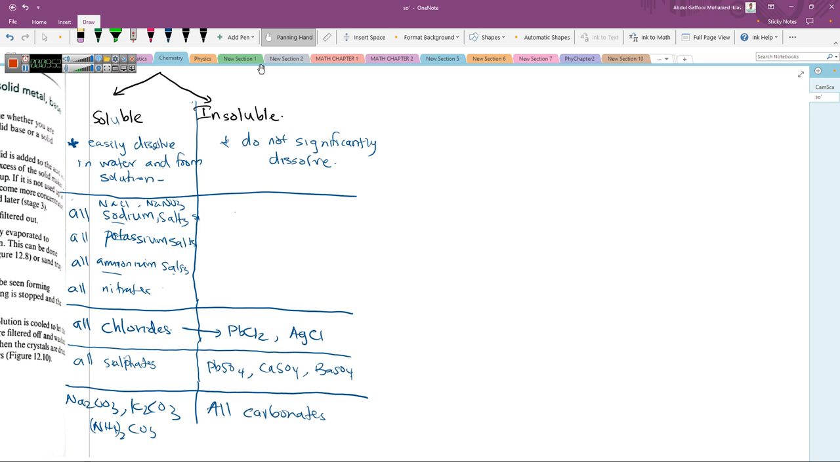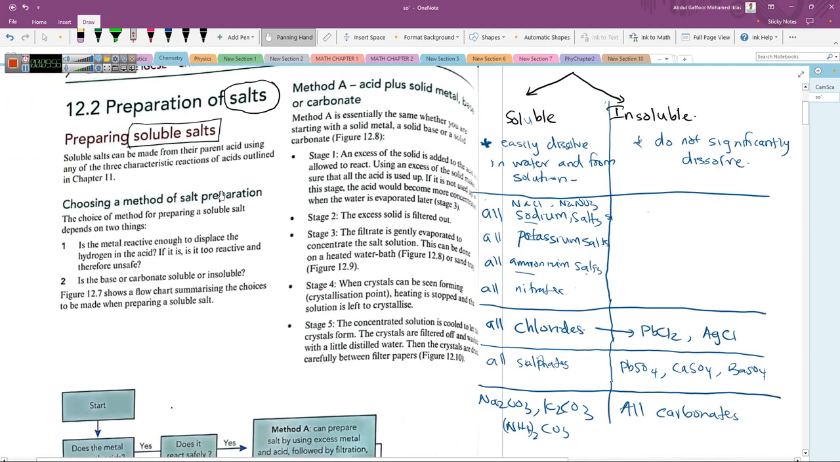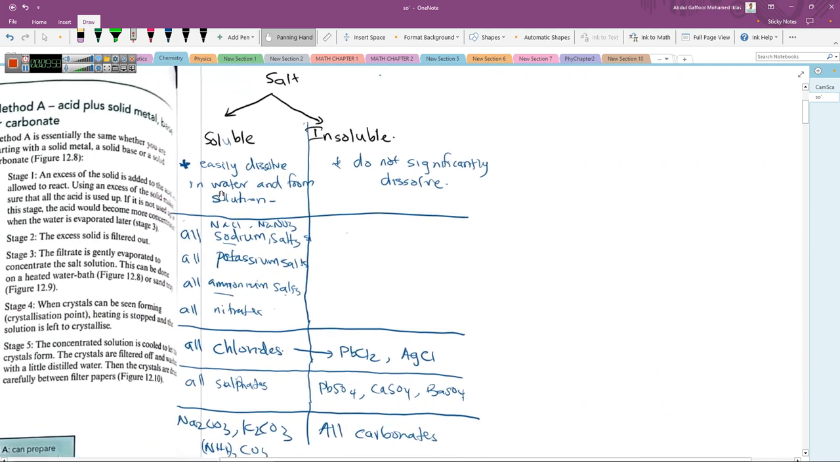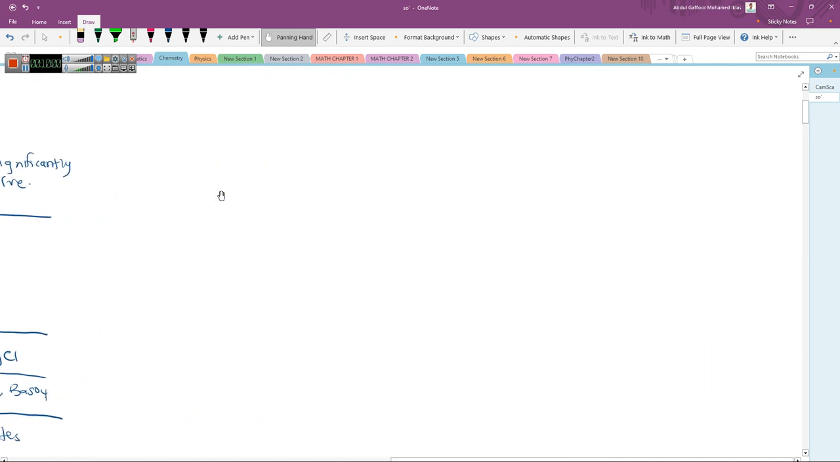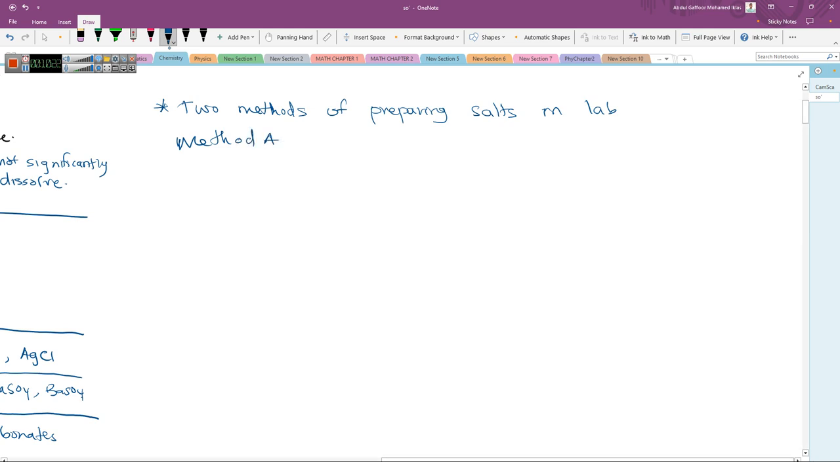The other thing is we have two methods for preparing salts in the laboratory setting. So we will just see two methods for preparing salts in the laboratory. Two methods of preparing salts in lab, right?